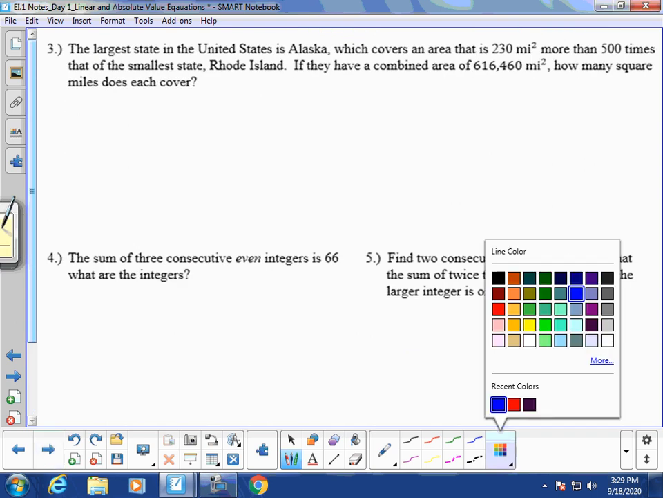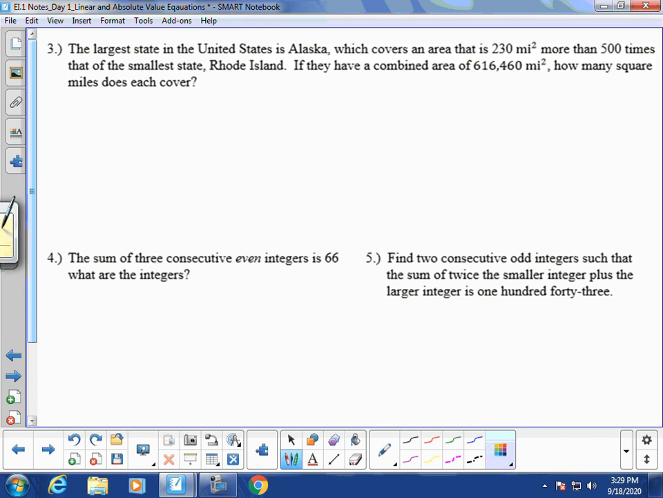Now we are getting into word problems. There's still going to be linear word problems though. So let's look at 3. It says the largest state in the United States is Alaska, which covers an area that is 230 square miles more than 500 times that of the smallest state, Rhode Island. If they have a combined area of 616,460 square miles, how many square miles does each cover?